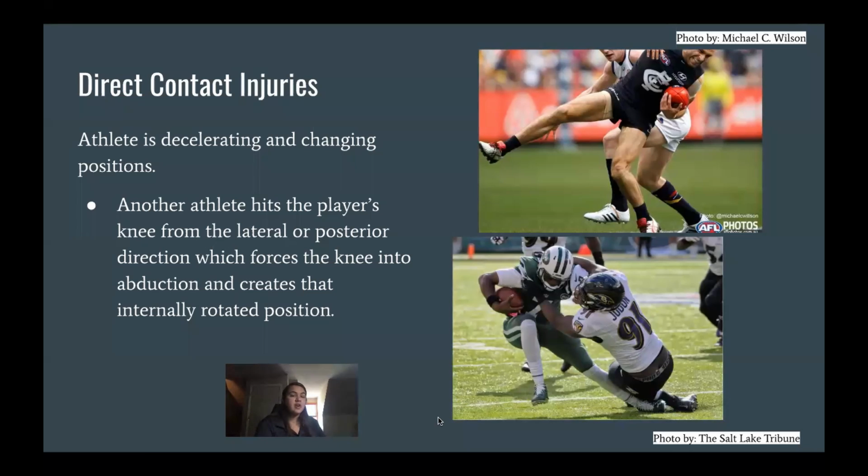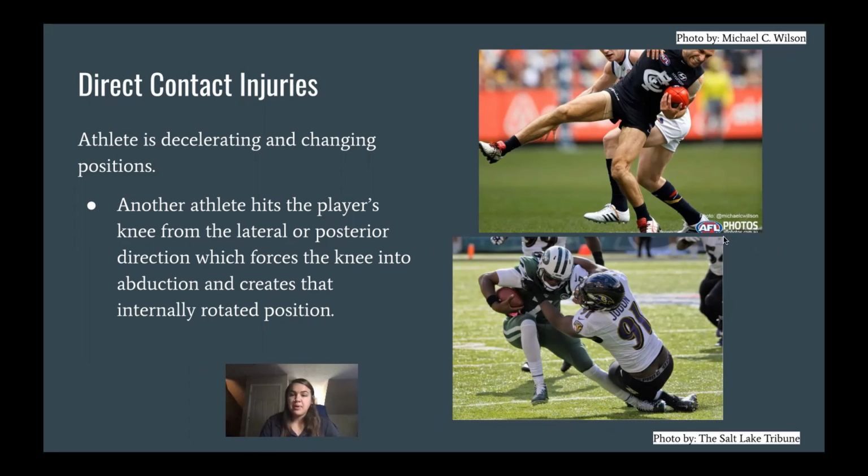So now we're moving on to direct contact injuries. Again, the mechanism of injury is similar to non-contact injuries. The athlete is decelerating and changing positions. However, there is a small difference. Instead of starting in that position of no return, as we talked about in non-contact injuries, these athletes are hit in the knee, either from a lateral or posterior direction from another player, and that forces the knee into abduction, which creates that internally rotated position of no return.